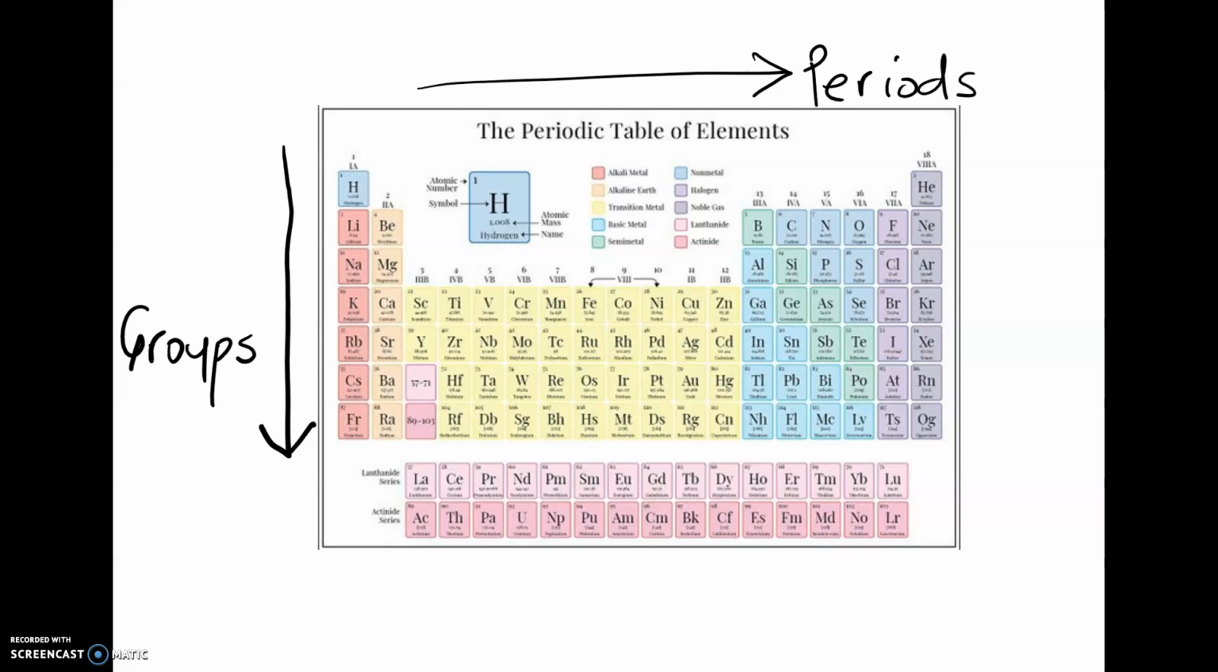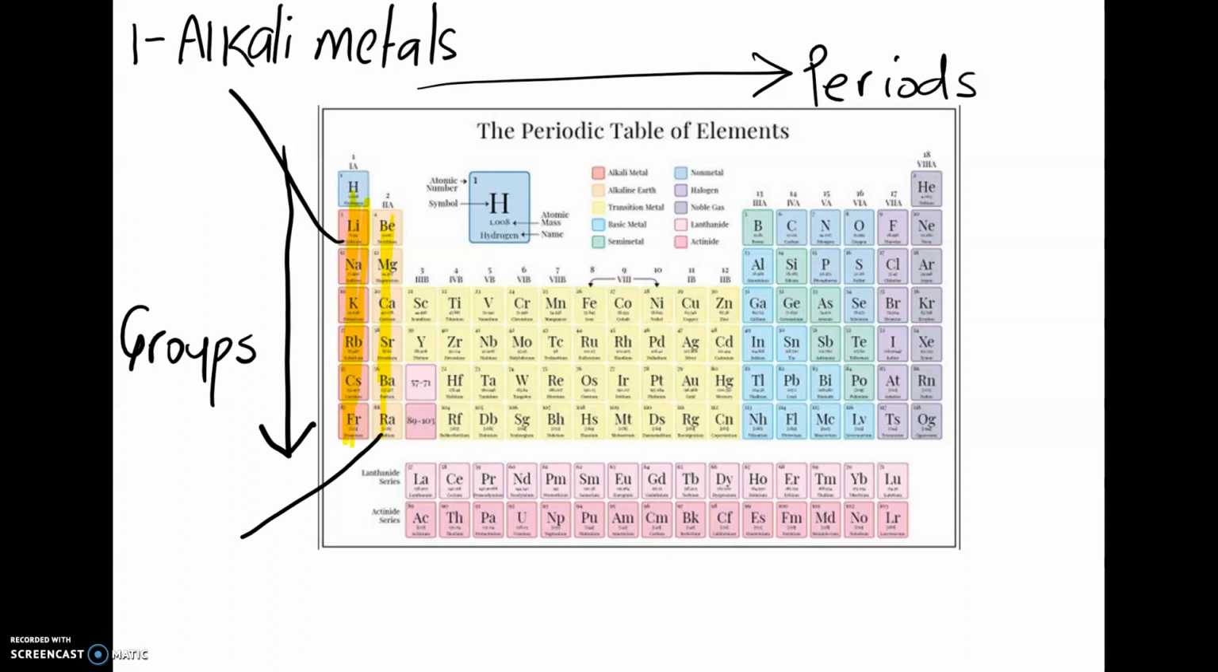Let's start by naming all the different groups. So this here highlighted is group 1, which is called alkaline metals. Here annotated or highlighted is group 2, called alkali earth metals.